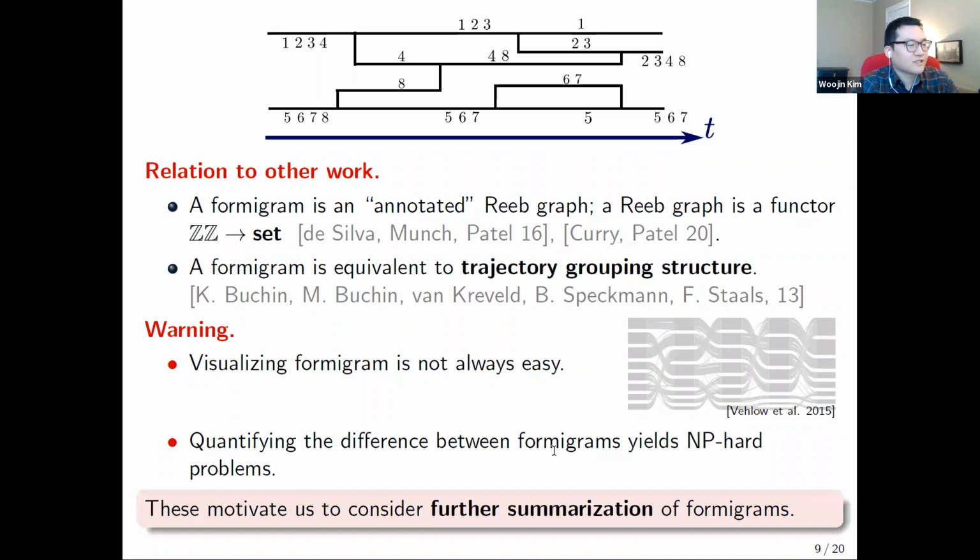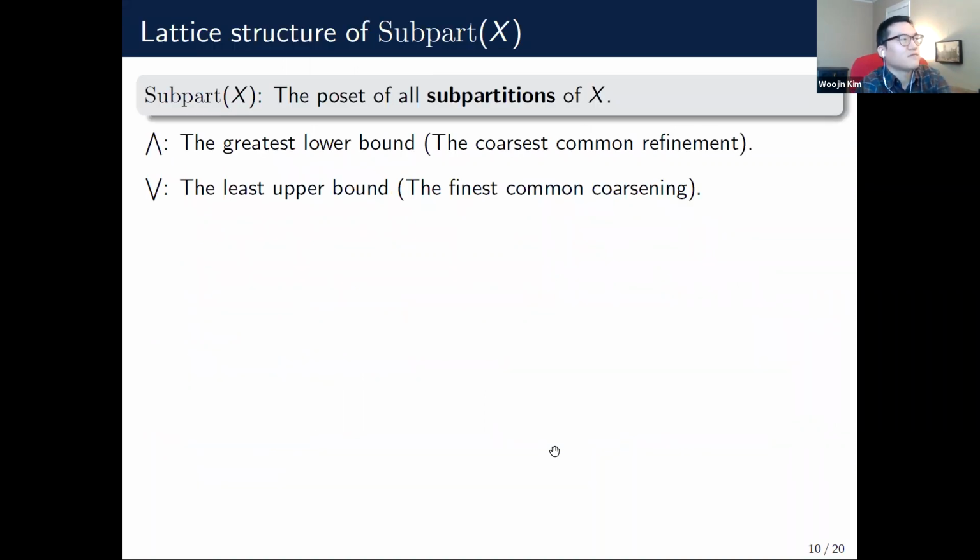So for these reasons, we would like to further summarize formigrams. One of them will be the persistent clustergram. For that, let me introduce the lattice structure of the subpartitions of X. So we have meet and join. The meet is going to be the coarsest common refinement of multiple partitions, and the join is going to be the finest common coarsening of multiple partitions.